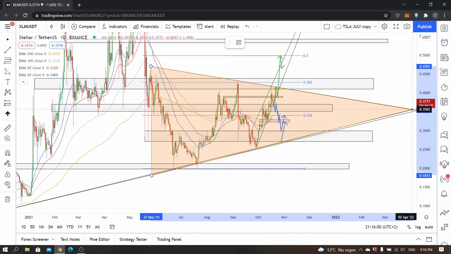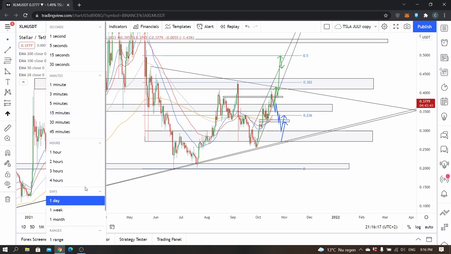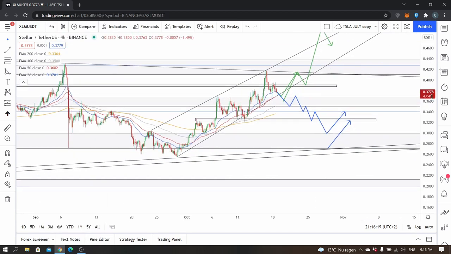And the other scenario is based on if it breaks through this triangle, because it is showing a lot of bullish momentum and bullish moves. And you can also see right here a little pennant going up. But that will become more visible on the 4-hour time frame. So let's jump to that.